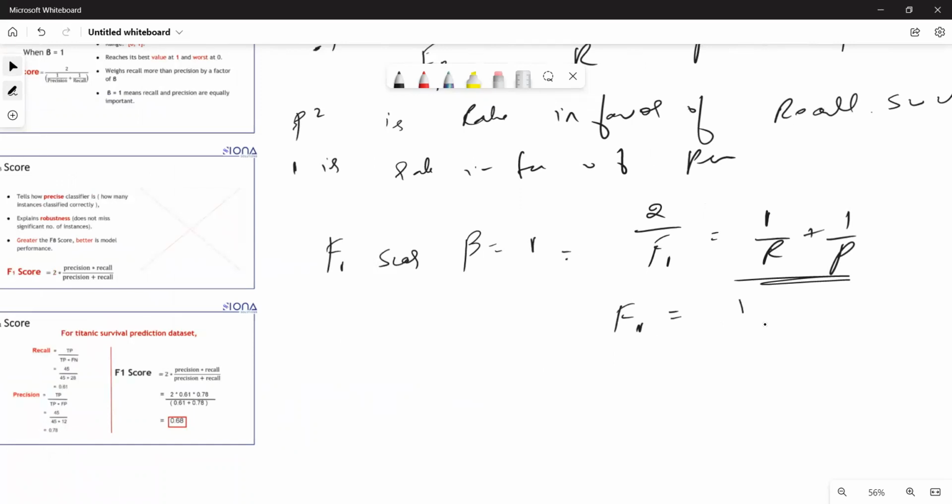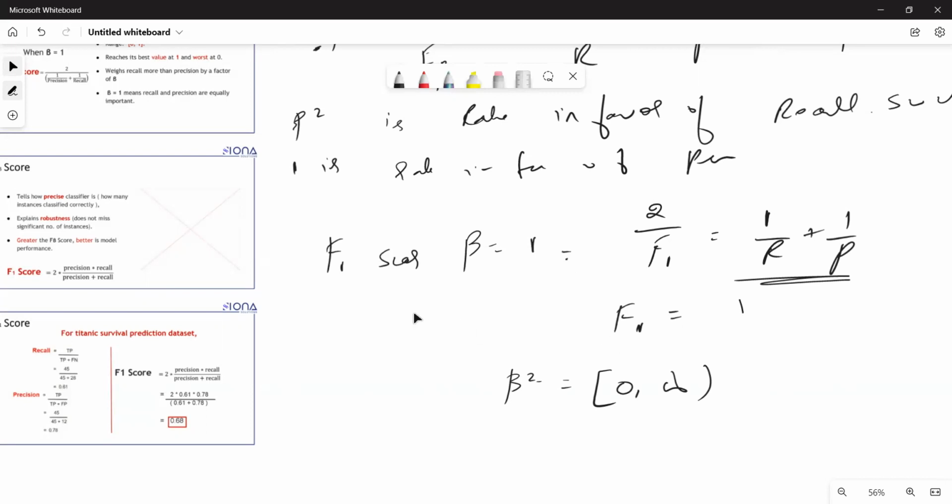Now this formula is already available in sklearn, and just for your general knowledge, the beta square can range from 0 to infinity. So beta square can't be negative, but it starts with 0 and it can go up to infinity.